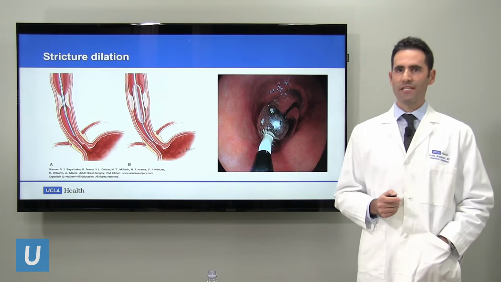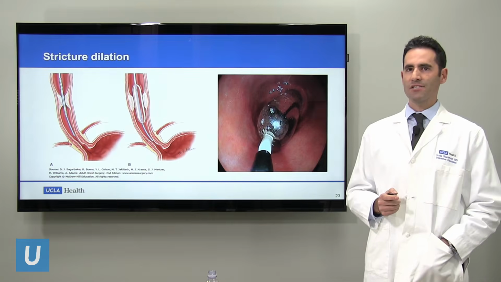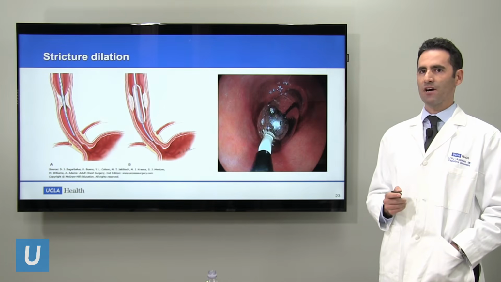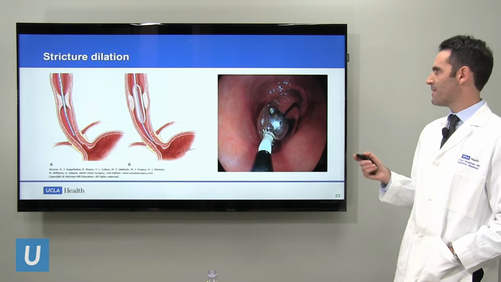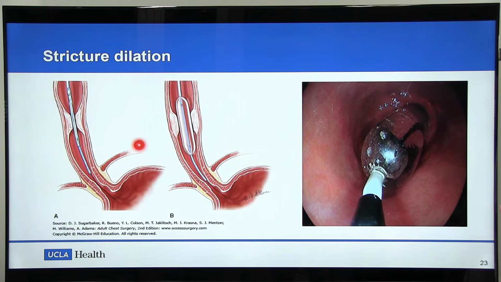And how can we treat a peptic stricture? At the time of an endoscopy, we pass a catheter down the endoscope, and at the end, the catheter has a balloon. Here you can see the balloon being inflated, and we can inflate the balloon to different diameters. Here you can see the balloon inflated.